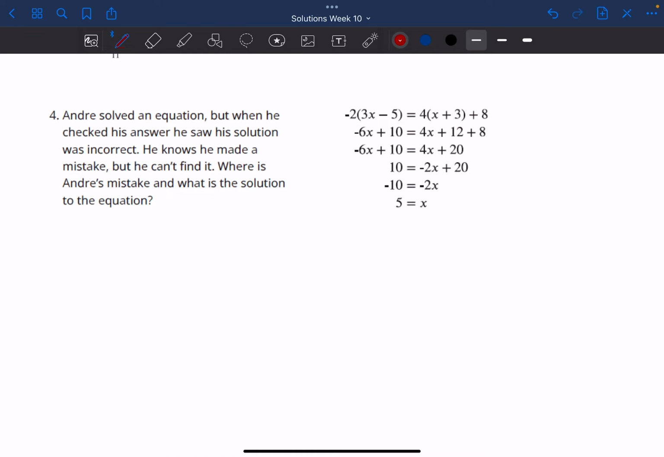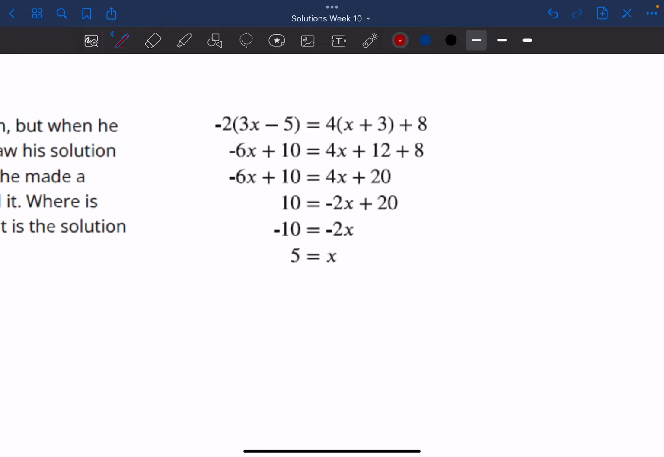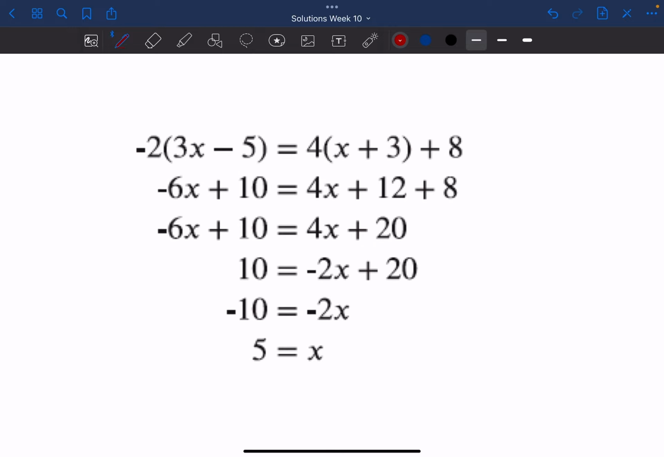Andre solved an equation, but when he checked his answer, he saw his solution was incorrect. He knows he made a mistake, but he can't find it. Where is Andre's mistake, and what is the solution to the equation? Okay, so let's zoom in here on Andre's problem and just work through and see what he did at each step and if he might have done some of it wrong.